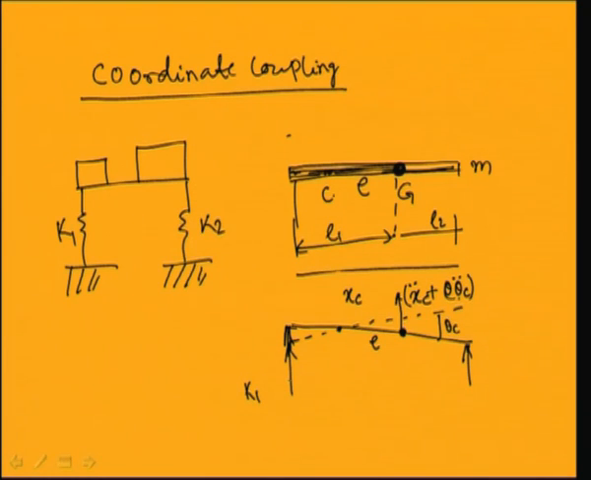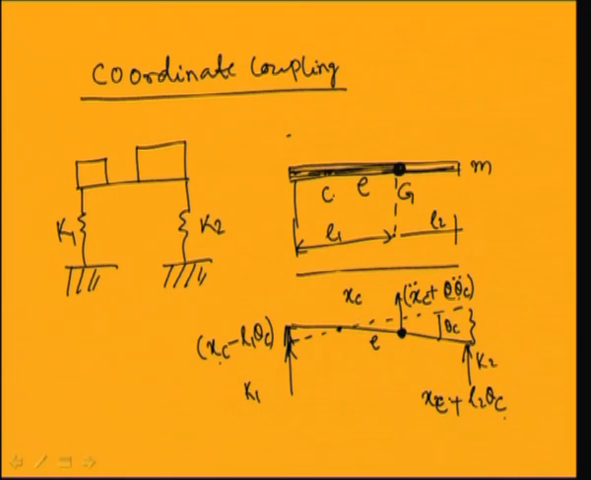So this spring will have a displacement of x c minus L1 theta c, and this spring will have a displacement of x c plus L2 theta c. So the force here will be equal to k2 into this displacement, that is x c plus L2 theta c, and the force here equal to k1 into x c minus L1 theta c. And the inertia force acting at point G will be equal to mass into x c double dot plus e into theta c double dot.